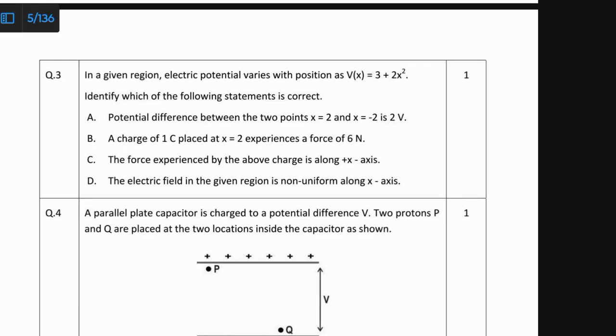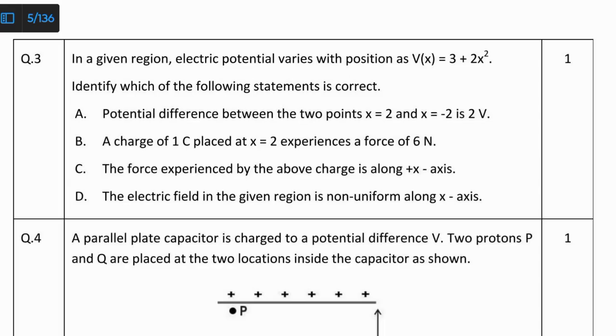So let's start. In the given region, the potential difference varies with position as given by V of x is equal to 3 plus 2x square. Identify which of the following statements is correct. Okay, first one, the potential difference between the points x is equal to 2 and x is equal to minus 2 is 2 volt. Let's start.